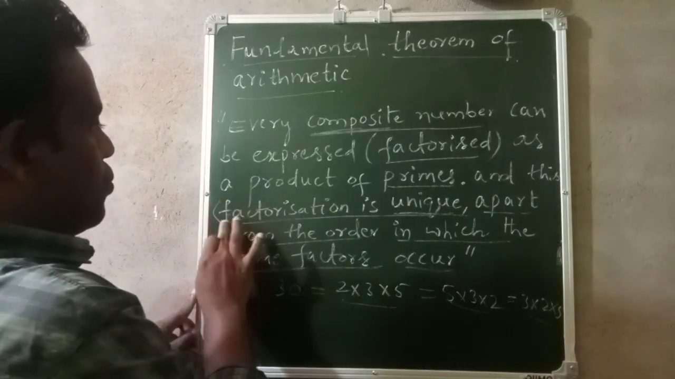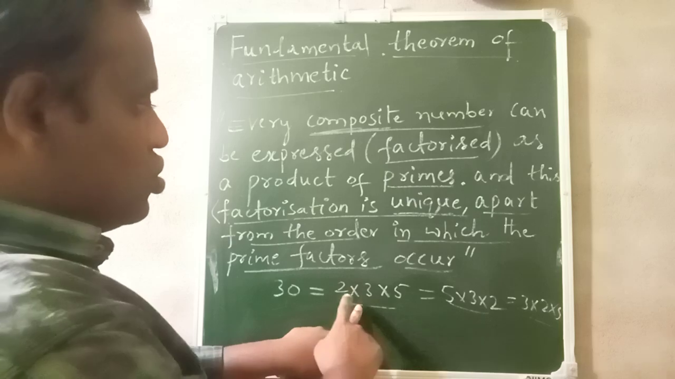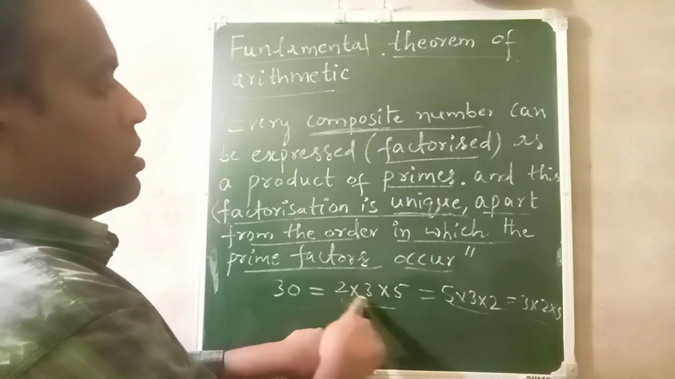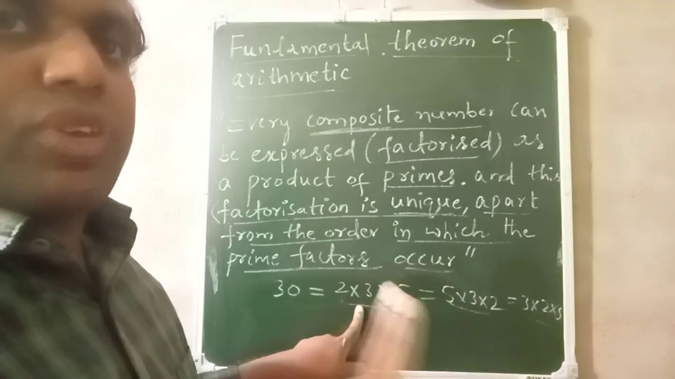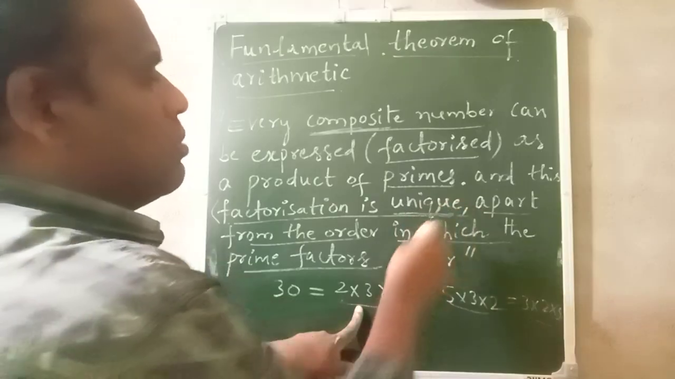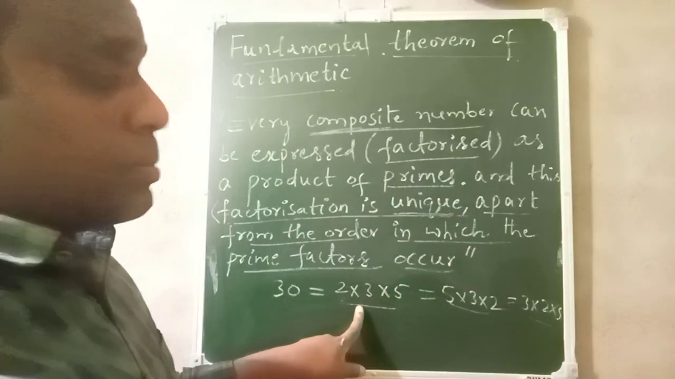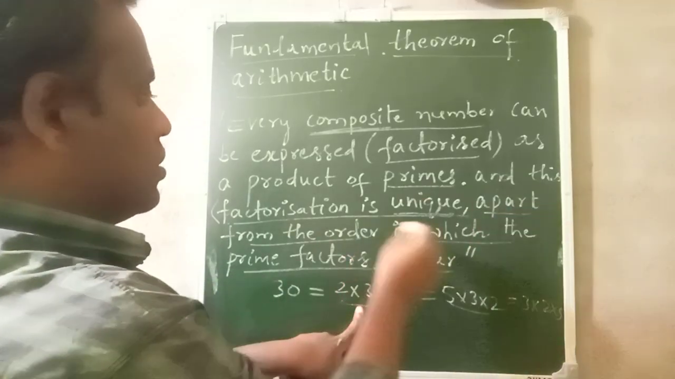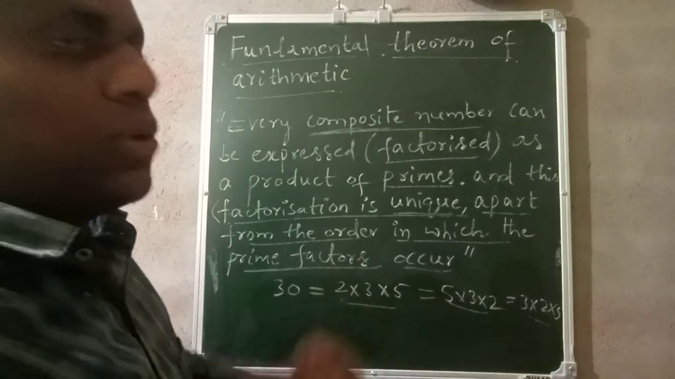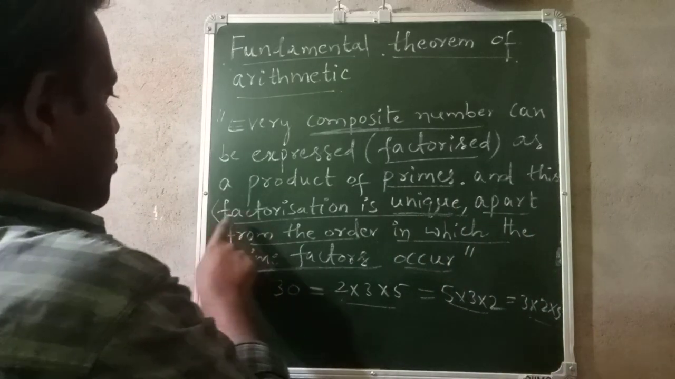So from here to here, the meaning is this. You can change the order of numbers. You can write like this, but you cannot change the numbers 2, 3, 5. 2, 3, 5 are fixed, unique. There is no other way. So that is the meaning of unique. Unique means you can use only 2, 3, 5. You cannot use other numbers. But apart from the order, that means order can be different, but you can use only 2, 3, 5. You got it right? So that is the meaning from here to here.